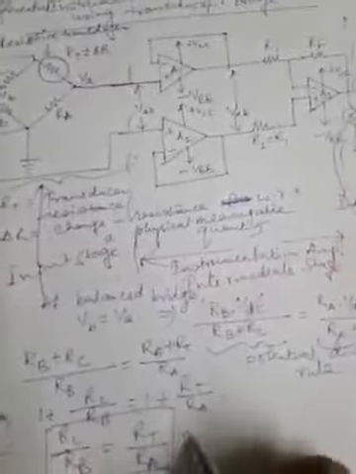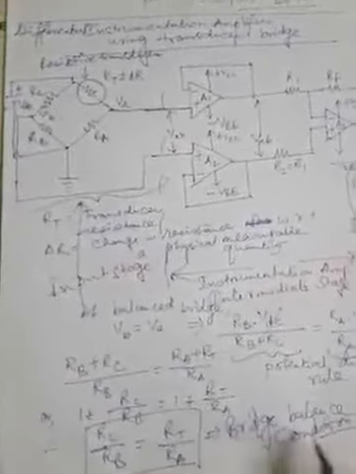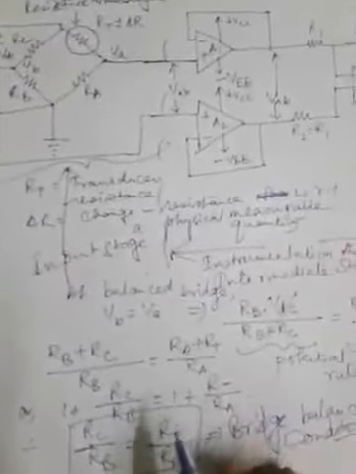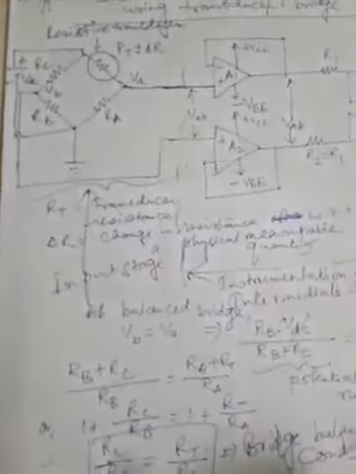So this is the bridge balance condition for which the measurement is taken. For getting the bridge balance condition, RA, RB, RC are so selected that they are equal in value, and also they will be equal to RT with some reference condition, and with respect to some specific measured value of the physical quantity.